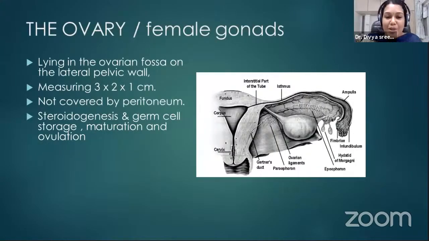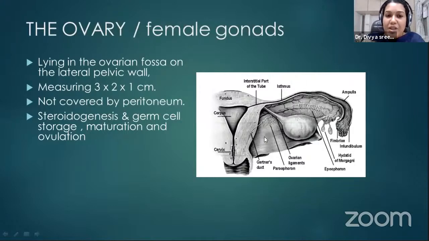Ovaries are the female gonads which lie in the ovarian fossa. The measurement of the ovary should be known: 3 by 2 by 1 centimeter. And the volume is also usually mentioned. In a PCOS patient, we can see the ovarian volume increases, like 10 cc or 15 cc, and that is mentioned. It is placed in the ovarian fossa.